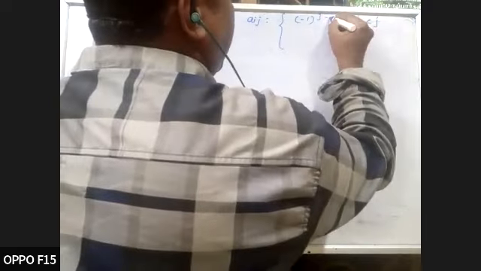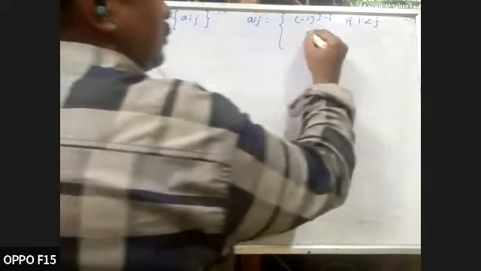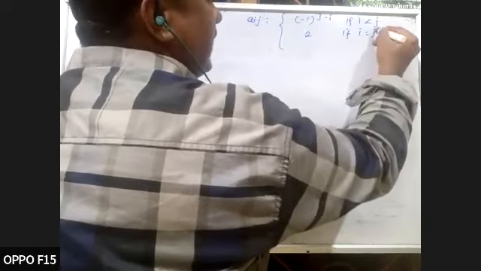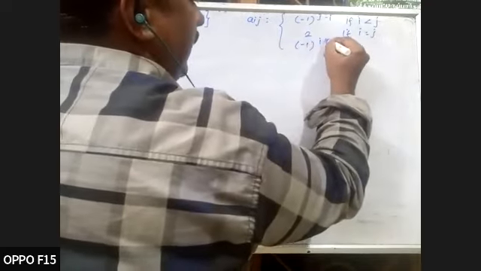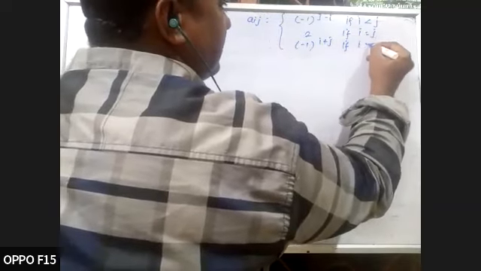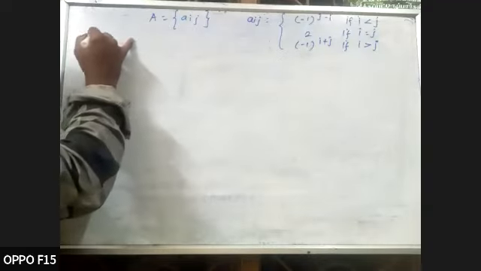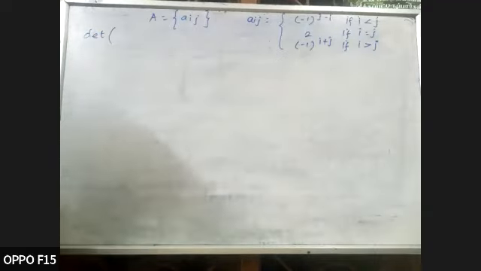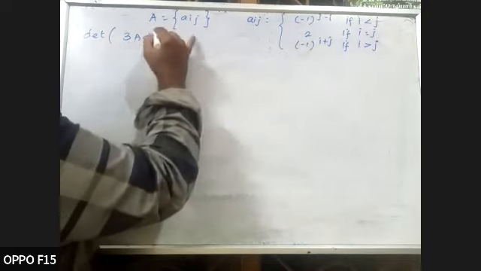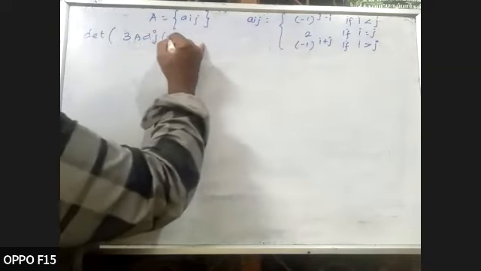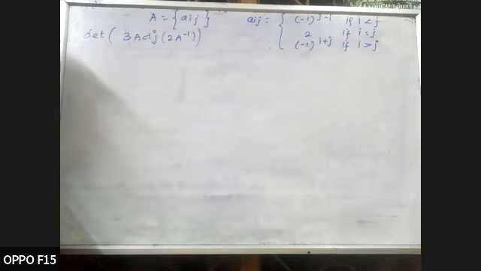Take this as j minus i. Second one, 2, if i is equal to j. Third one, minus 1 power i plus j if i is greater than j. Okay, then the determinant of 3 into adjoint of 2A power minus 1 equals.